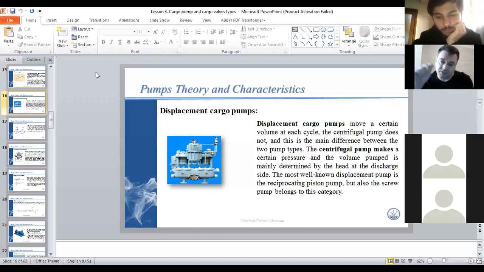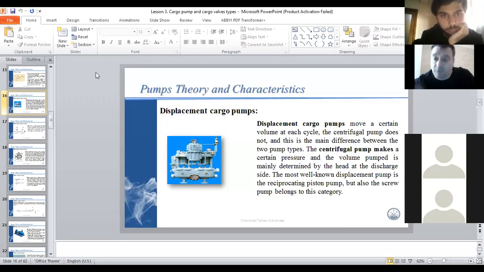You take an injection syringe, and this one is a cargo pump, a displacement cargo pump. It's working: it takes some amount of liquid and displaces it. Takes some amount of liquid, displaces it. So that is a very easy principle of the displacement cargo pump.